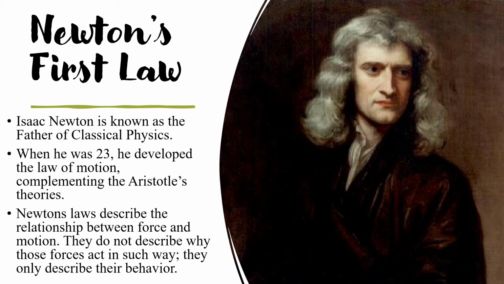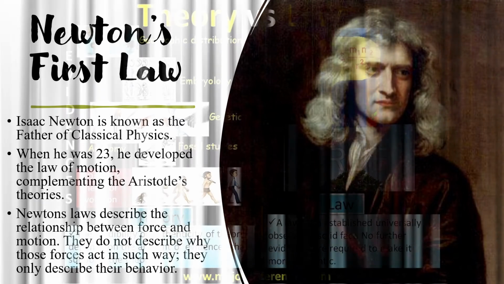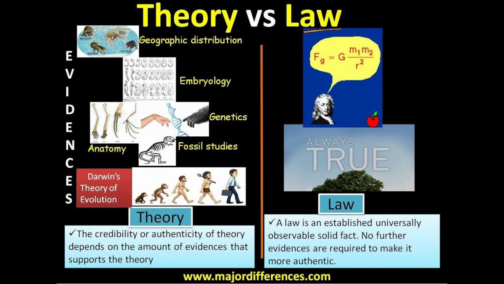And what you need to know about a law is that it is something universal. So it doesn't matter in what part of the universe you are at, this law cannot be changed. That's something astonishing, right? So that's part of the first law that Newton created. And here's something very important that we need to distinguish: the difference between a theory and a law. So what is a theory and what is a law?